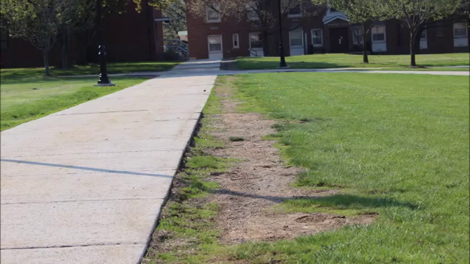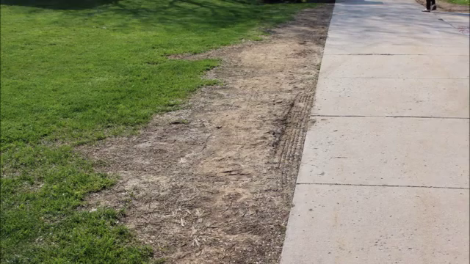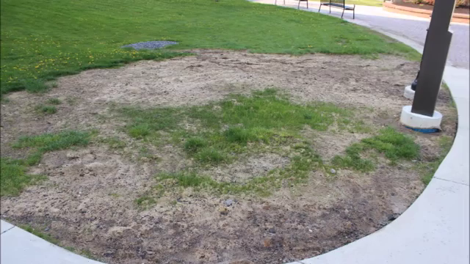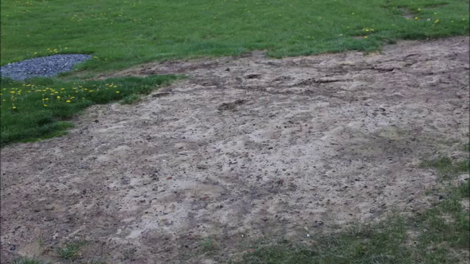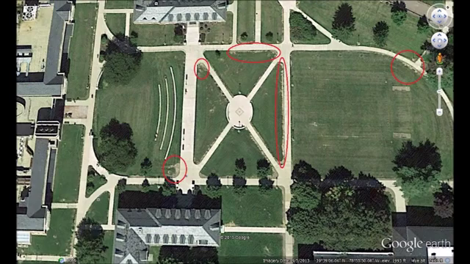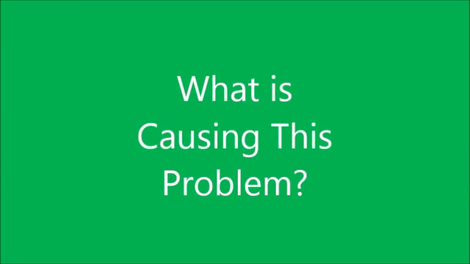If you are a student or faculty member at Frostburg State University, you have probably noticed the strips of dead grass along many of the sidewalks. They can be seen all over campus and they are a real eyesore. Well, if you have seen these, you may have asked the same question that our group did. Just what is causing this problem?